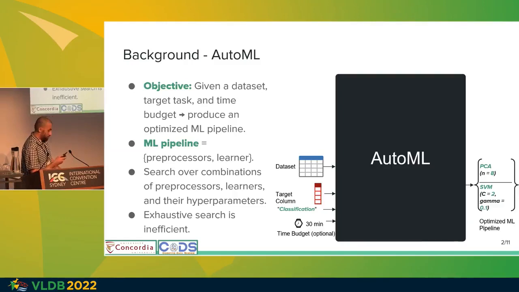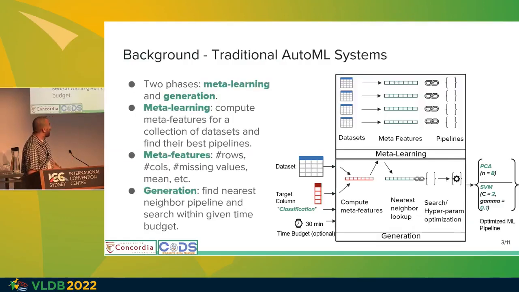Now, if we open this black box to look at the traditional AutoML systems, we will see that they are composed of two phases. The first one is an offline phase, called meta-learning, or the training phase. The next phase is the online phase, the generation phase, given a data set. In the meta-learning phase, the AutoML system will collect data sets with different kinds of features and properties: number of rows, number of columns, number of numerical and categorical features.